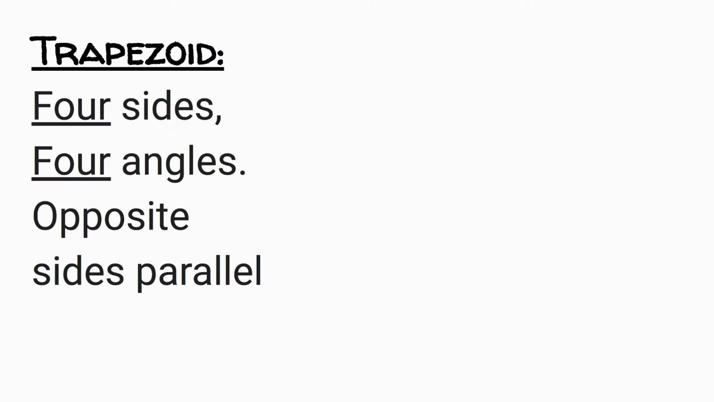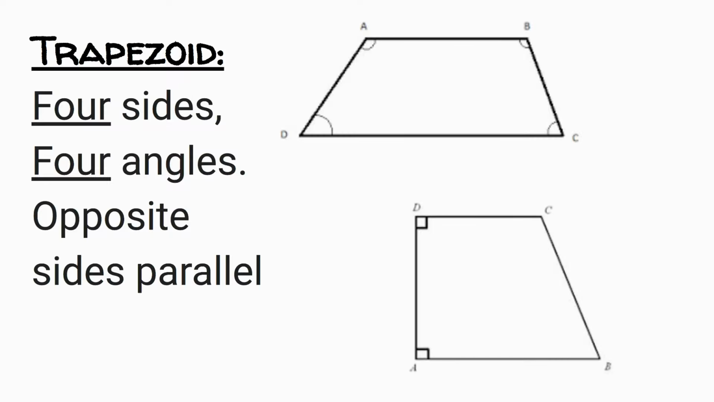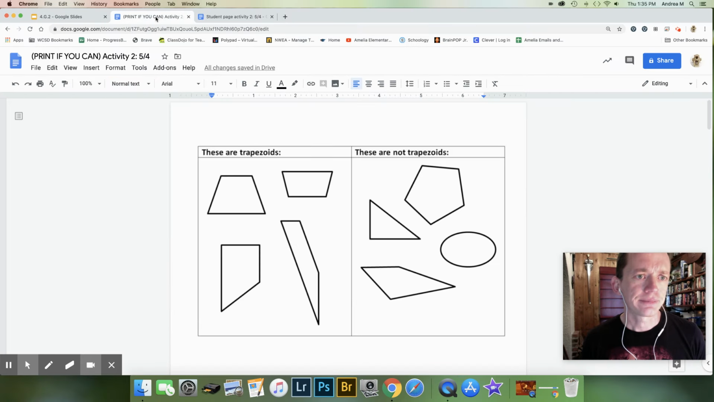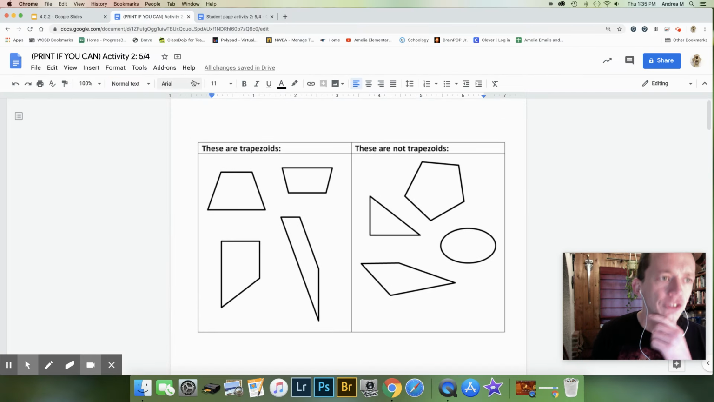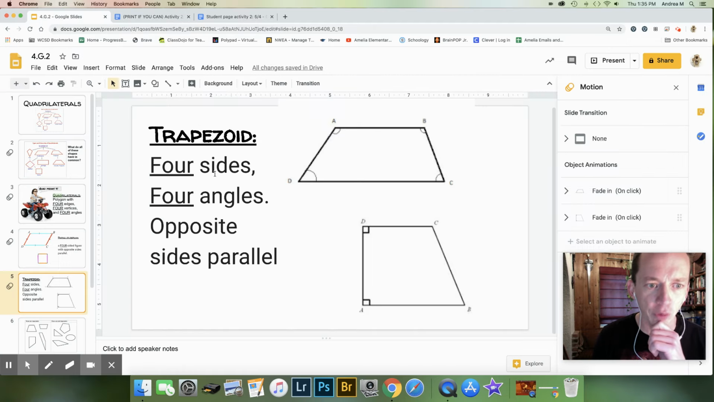Okay, all right, so here we go. Trapezoid. A trapezoid is a four-sided shape: four sides, four angles, opposite sides are parallel. So these are some examples of what we'll see with trapezoids. Pause it here, write down that definition. All right, so let's take a look at this part here real quick. Knowing that definition, looking at this again: four sides, four angles, opposite sides are parallel.